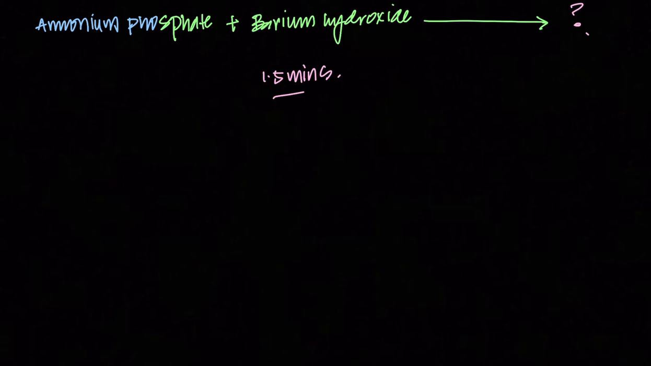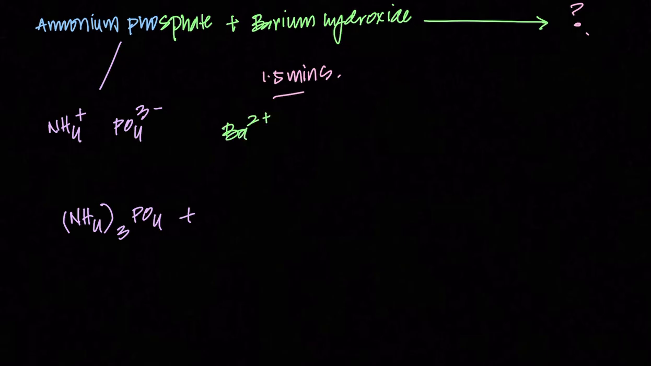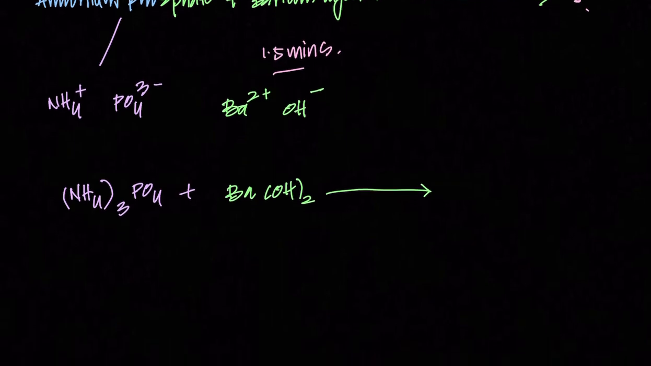So ammonium phosphate, I'll do it. Ammonium is NH4 plus, phosphate is PO4 3 minus. So first of all, let's write the formula for ammonium phosphate. It's going to be (NH4)3PO4, because you cross multiply, right? Plus barium hydroxide. Barium is 2 plus, hydroxide is 1 minus, cross multiply, you get Ba(OH)2. And that's going to give me salt, water, and ammonia gas, right?